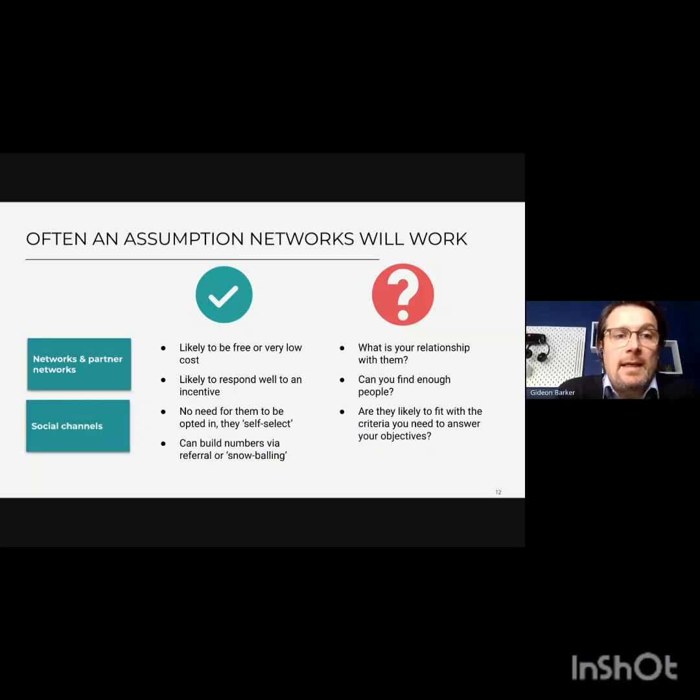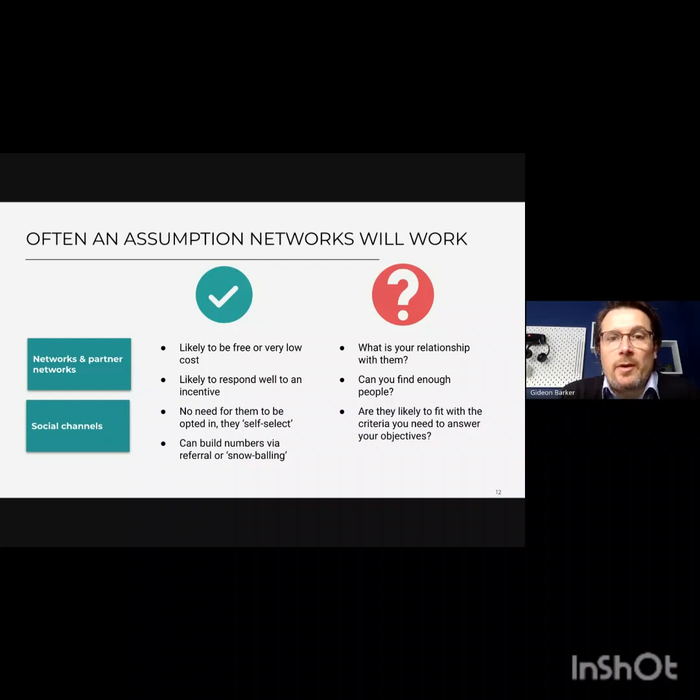Networks, again, are kind of low cost. There's not much effort because you're connected to people. Again, they're likely to respond well to an incentive. People will self-select. You don't need to worry about permission if you're tapping into your existing network.